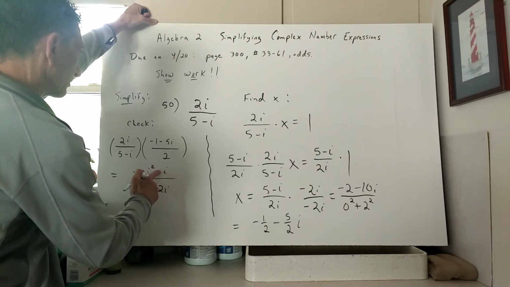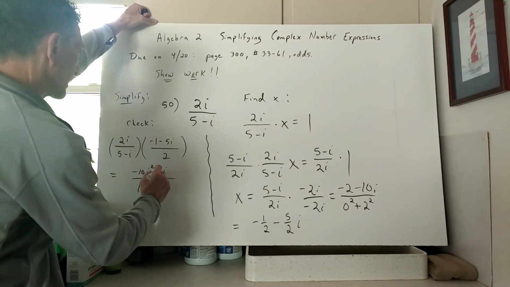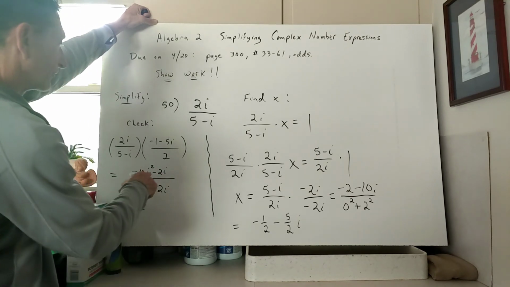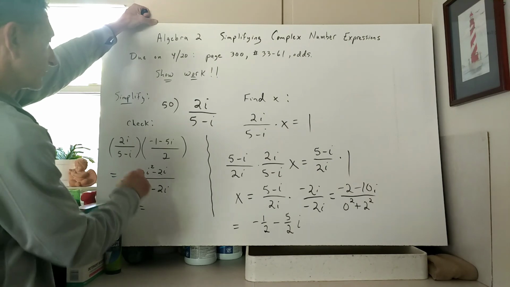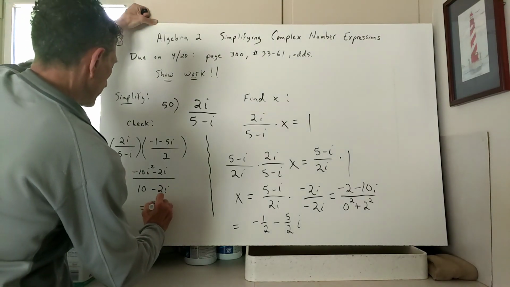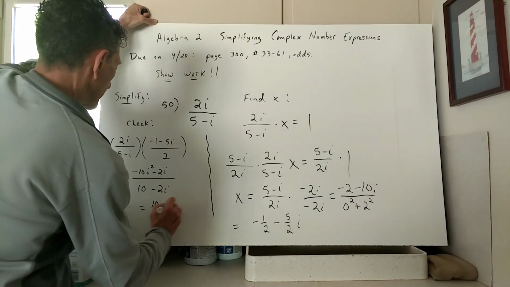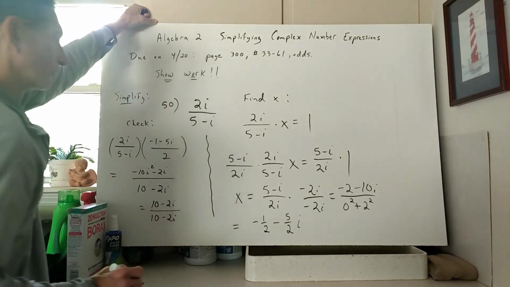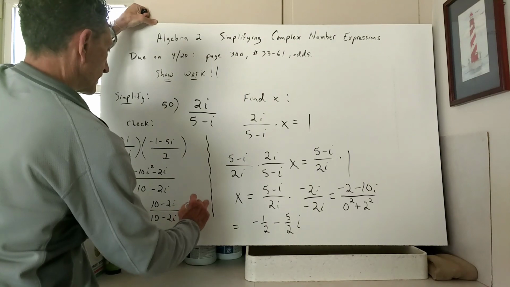I made a little mistake up here. Negative 1 times 2i is negative 2i. Equals, i squared is negative 1. Negative 1 times negative 10 is 10. And lo and behold, we have a number whose numerator equals its denominator, and that's 1.